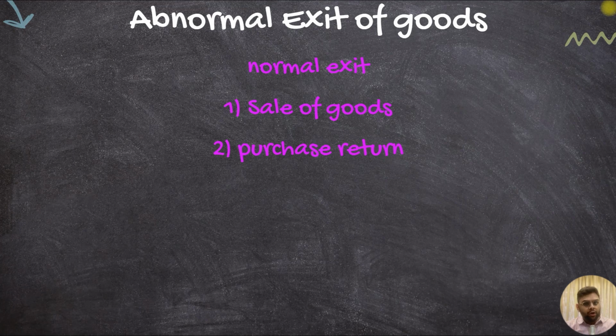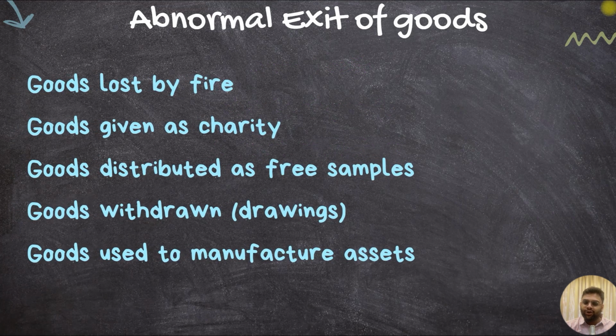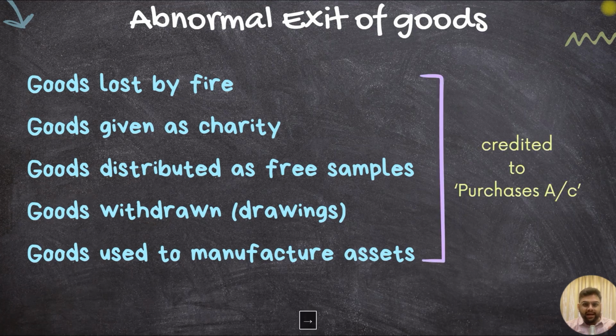But for abnormal exit, there are multiple situations, such as goods lost by fire, goods given as charity, goods distributed as free samples, goods withdrawn in the form of drawings, or goods used to manufacture assets. In each of these abnormal exits, there is only one treatment, that is, you will credit purchases account. To summarize, for any abnormal exit of goods, you will credit purchases account.